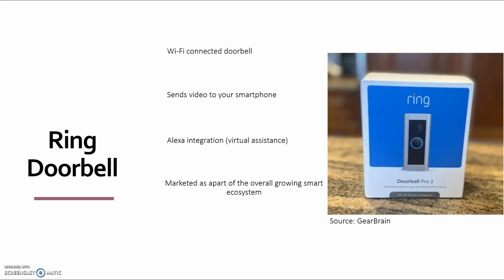So first, an example, a part of the Internet of Things would be the Ring doorbell. Ring just came out with their Doorbell Pro 2. It's a Wi-Fi connected doorbell that sends video to your smartphone or any smart device or computer for you to be able to monitor through a camera connected through Bluetooth. It records, and it also presents a welcome message to anybody that walks up and clicks on the doorbell.